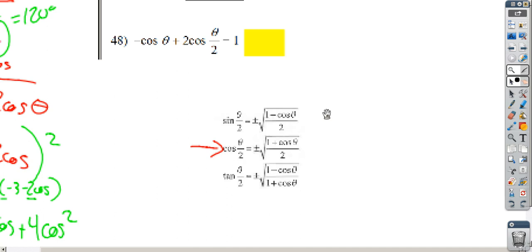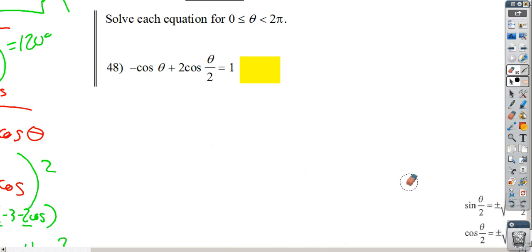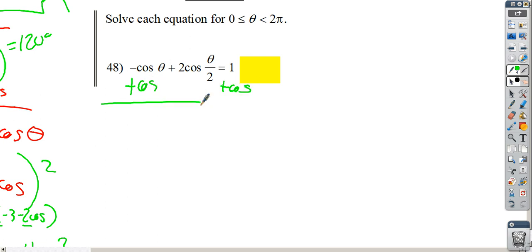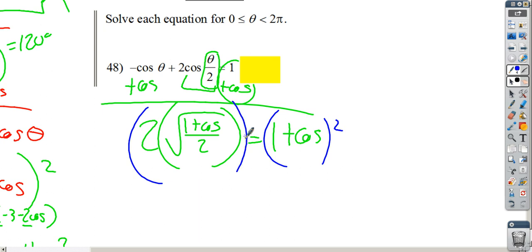Alright, let's try this one. I think this might be the last double angle identity. We'll try this right here. Alright, so in this case, let's just move the cosine over so we can easily square things. And then this I'll substitute for the identity. So 2 times this, here's the identity for cosine of theta over 2. And then this other side is going to be 1 plus cosine. We will square both sides, because that's the only way we can get rid of the radical.